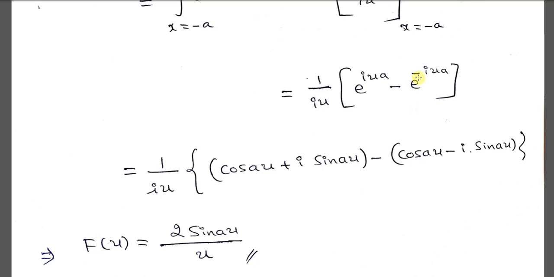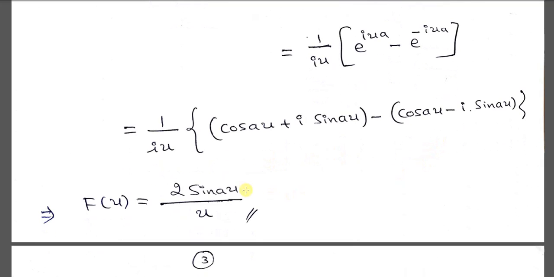Similarly, e power minus i theta is cos theta minus i sin theta. So in place of theta we have cos au minus i sin au. So here the cos function gets cancelled. So the answer for the Fourier transform is 2 sin au divided by u. So this is the first part.